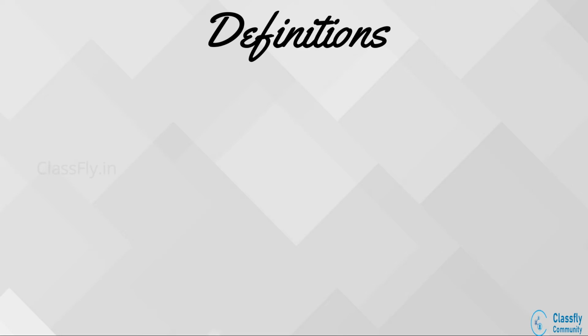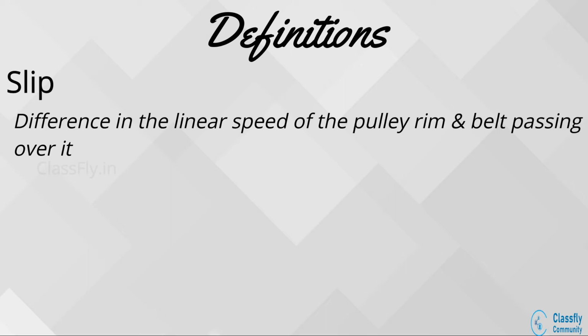Now, moving on to some of the definitions in the belt drive system. Slip. Well, slip is the difference between the linear speed of the pulley rim and the belt passing over it. Well, we know that in the belt drives, power is transmitted due to the frictional grip between the belt and the pulleys. But sometimes due to the wear of the belt, the frictional grip between the belt and pulley becomes insufficient and this will lead to a difference in speeds known as slip. The slip will usually be represented in terms of percentage.